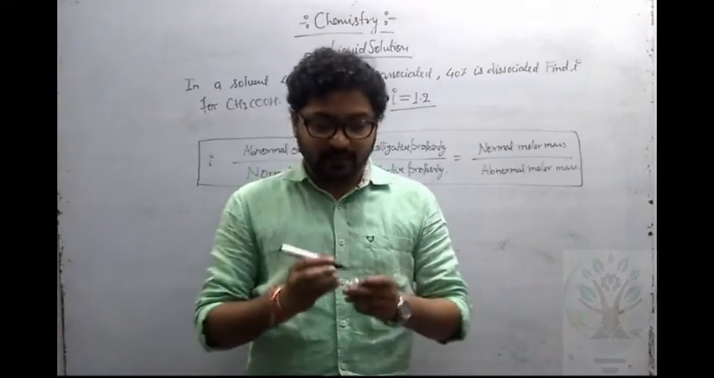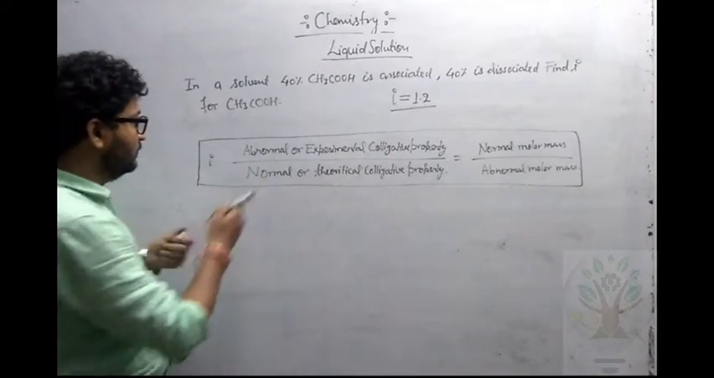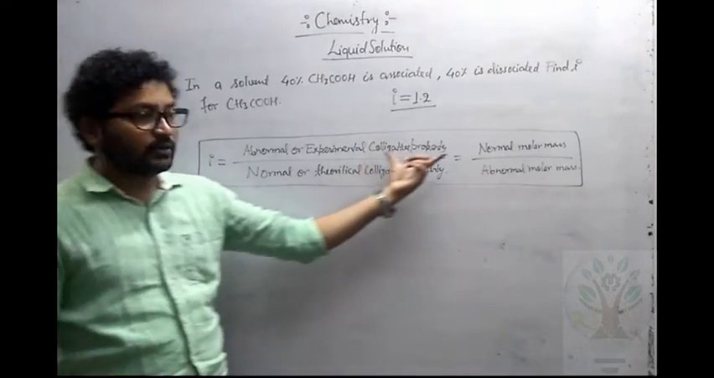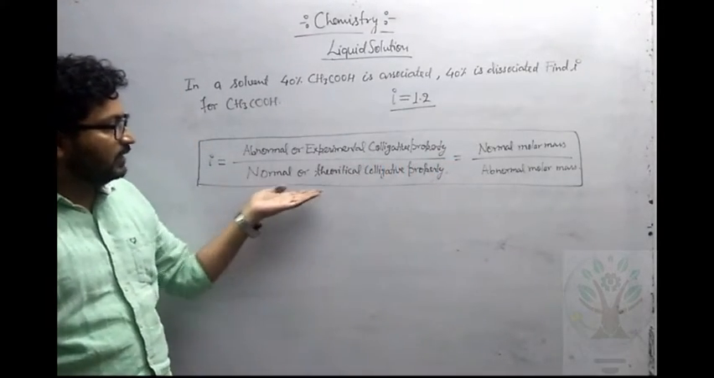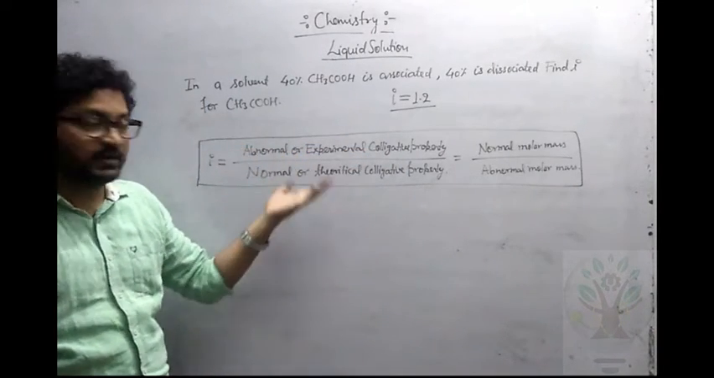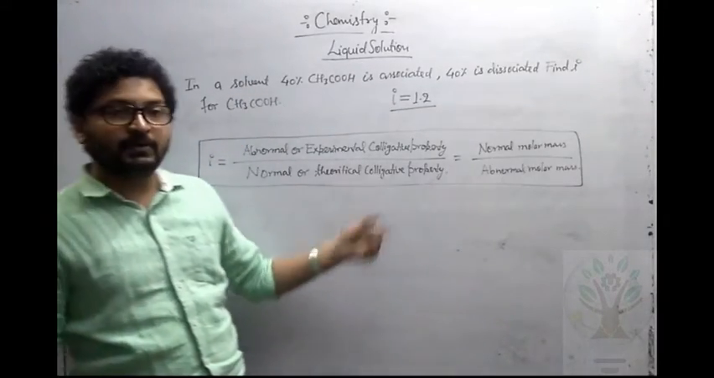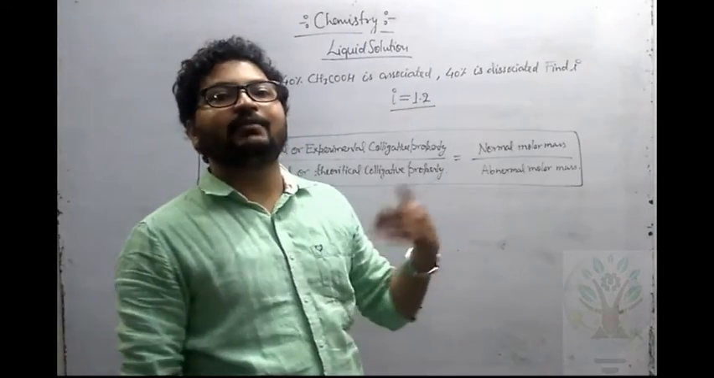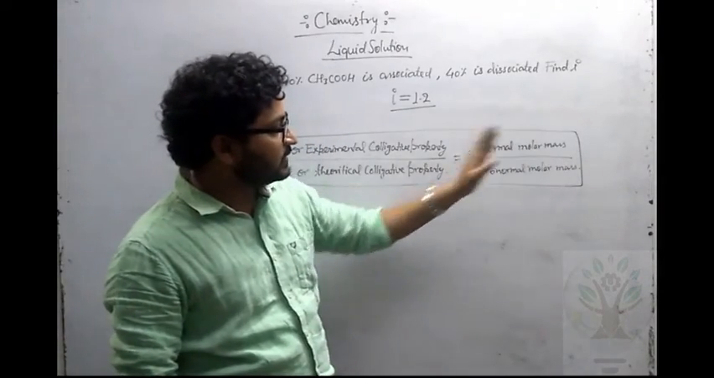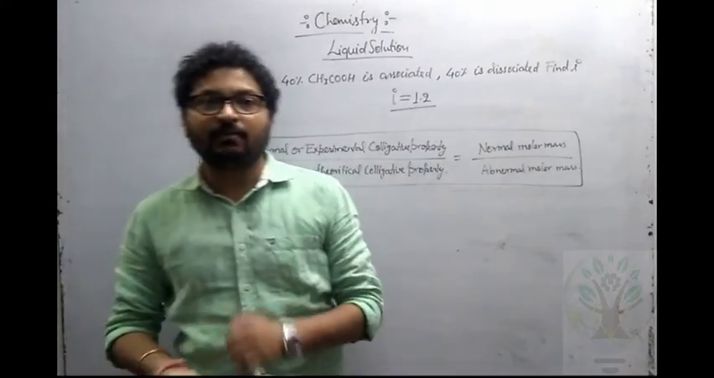Now you may get to see one more formula written in your notebook or in your textbook. That formula is i equals abnormal or experimental colligative property upon normal or theoretical colligative property. That means the abnormal colligative property, which will be experimental, divided by the normal or theoretical colligative property. Theoretical means the one calculated from the formula. And the very same is equal to normal molar mass divided by abnormal molar mass. How these two formulas come, we will see in the upcoming videos.